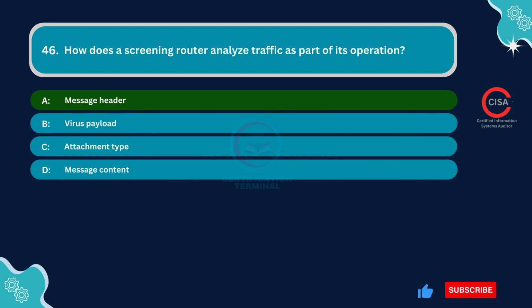Screening routers are a type of firewall that analyzes incoming and outgoing traffic based on information contained within the message header. This header includes source IP address, destination IP address, port number, and protocol. By analyzing these elements in the header, the screening router can make decisions about allowing or blocking traffic based on predefined rules. For example, a rule might block traffic originating from a specific IP address or deny access to certain ports associated with high-risk applications.